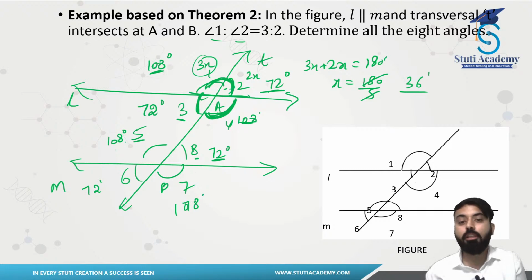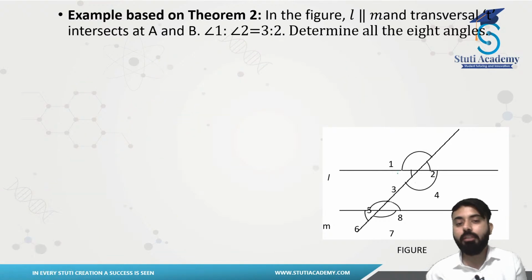So you guys see, we can easily do that one, or we can take the corresponding angles. So this was 108 and that was 72. So if I take corresponding angles, this is upward, this will be 72, this will be 108.